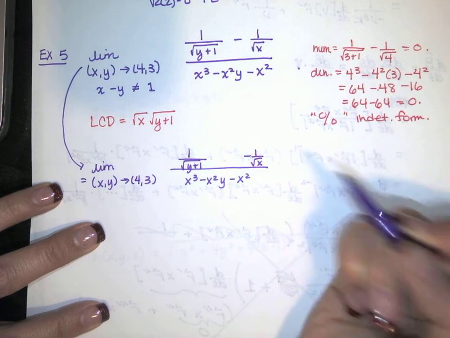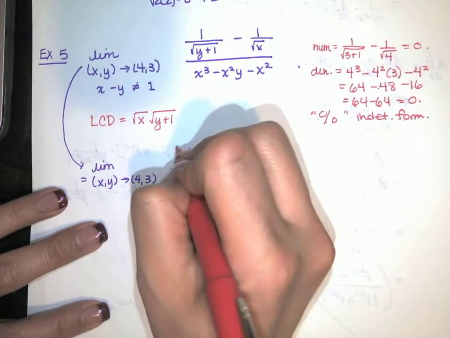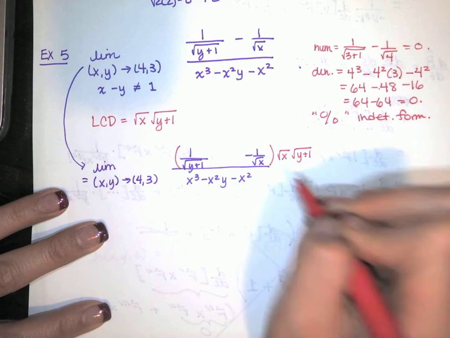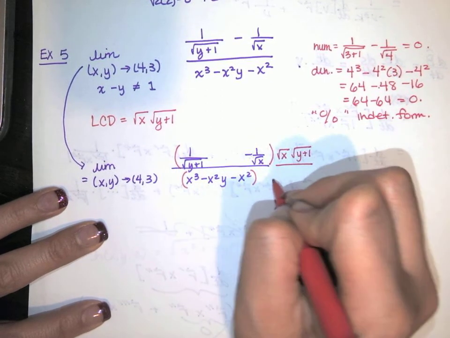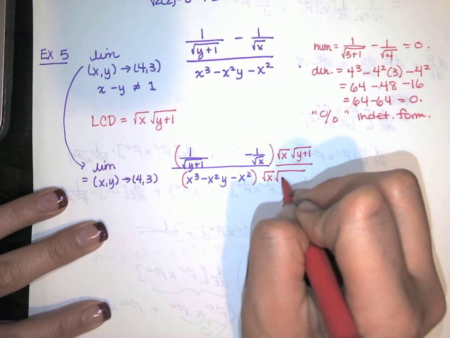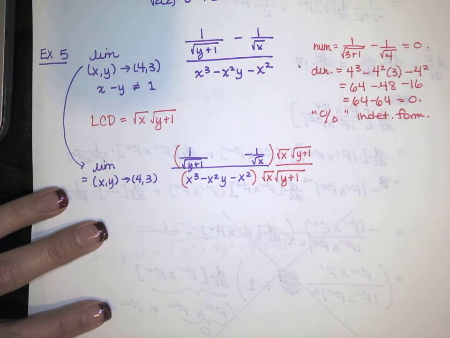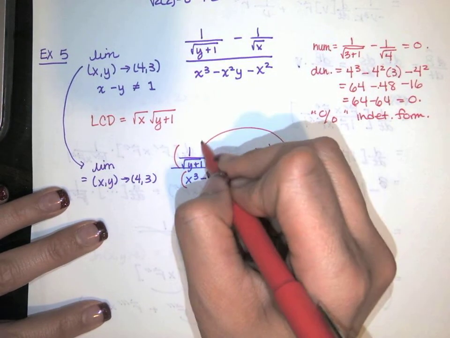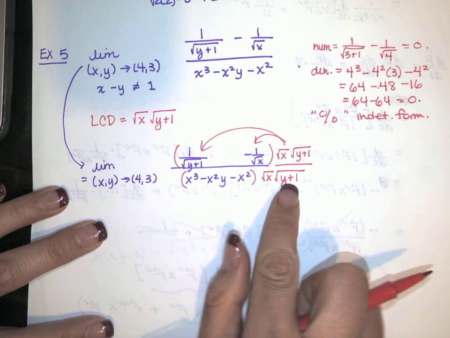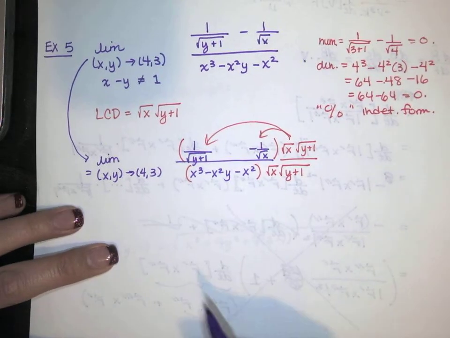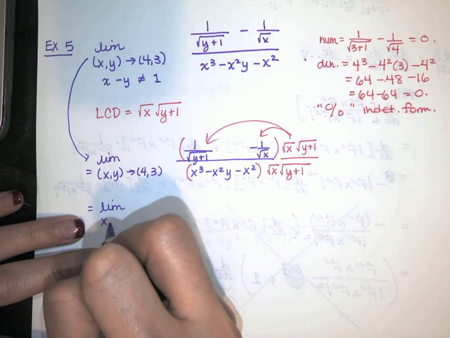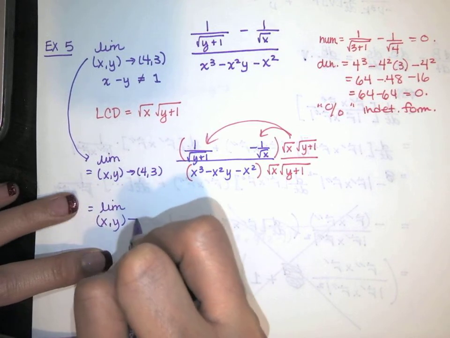Okay. So we're multiplying everything up here by square root of x times square root of y plus 1. That's legal as long as we also multiply everything down here by the square root of x times the square root of y plus 1. Now you've got multiple terms up here, so you're going to distribute. Down here I'm going to leave it factored. My hope is that leaving it factored will make it easier to cancel common factors later.